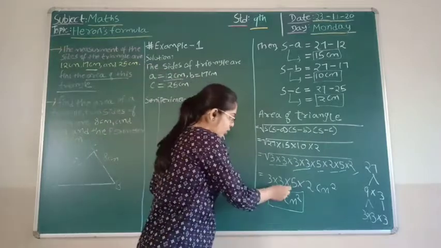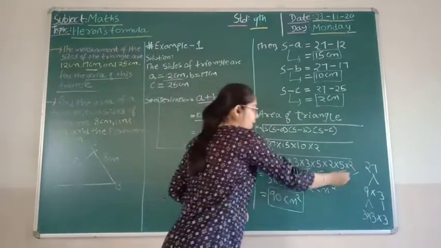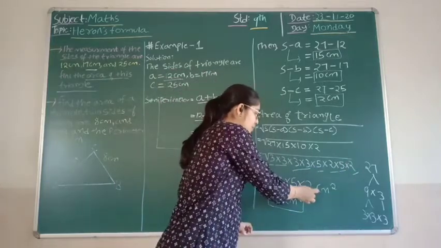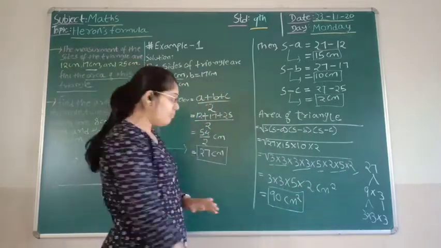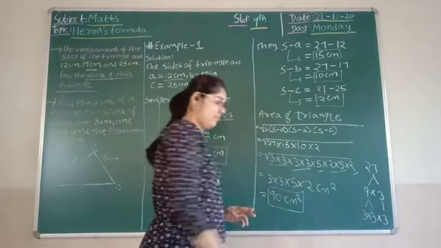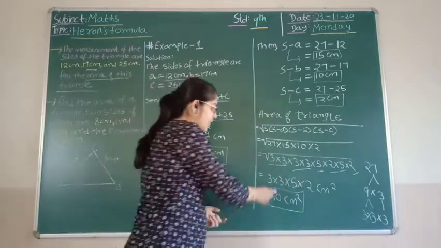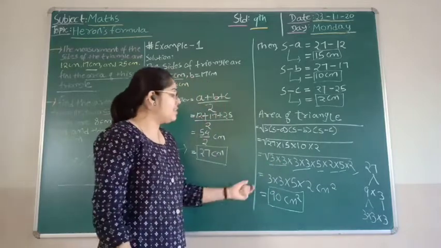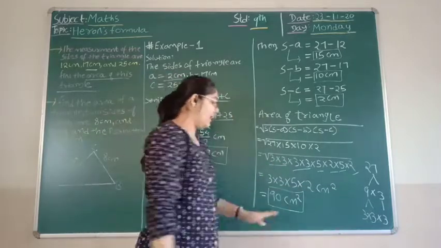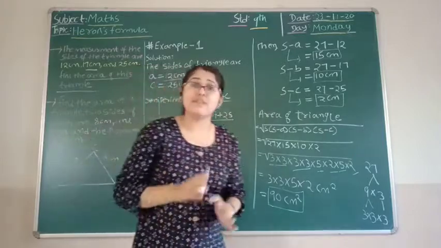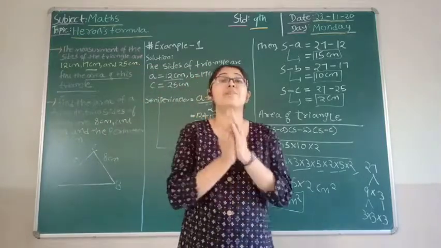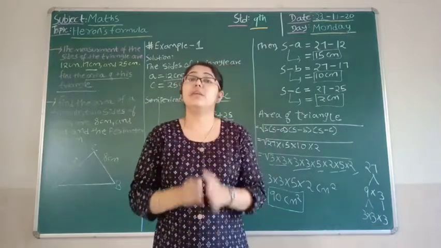Similarly, this I can write as 3. This 5 I can write as 5. And 2 multiplied by 2 can be written simply as 2. And I am putting centimeter square because 3 multiplied by 3 is 9 and this is only 9. And this is how I am multiplying all of these, I am getting 90. So the final answer is that the area of the triangle is 90 centimeter square.